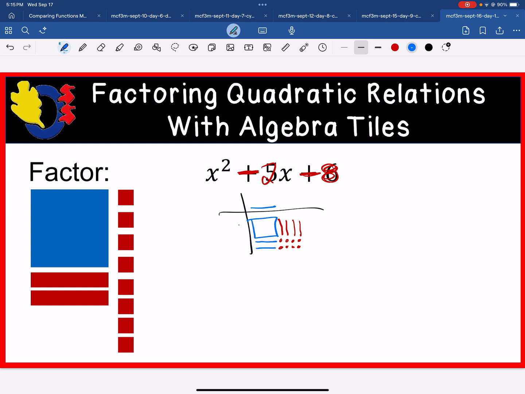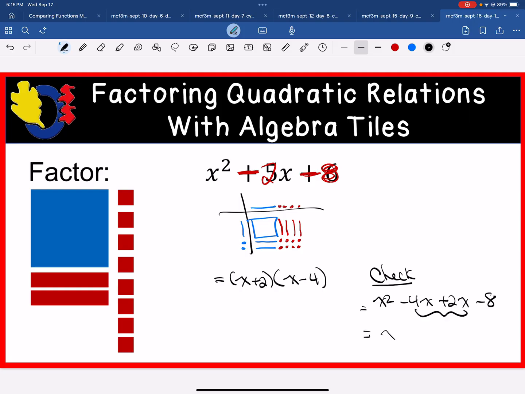So there's my x across the top, and then I have an x and then 2 on the side, and then I have negative 1 pieces up at the top. So then my factors are x plus 2 and x minus 4. And if we check our answer, x squared minus 4x plus 2x minus 8, combining our like terms, we get x squared minus 2x minus 8, which is what we started with, so we know this is correct. Okay, that's it for this lesson.